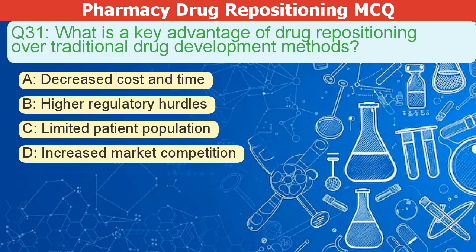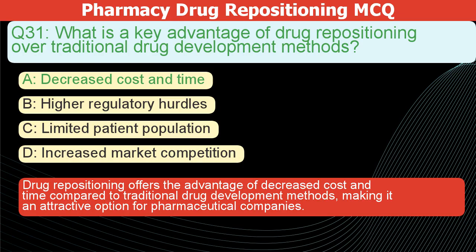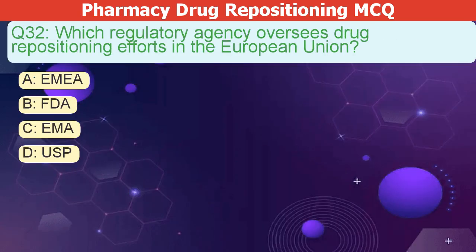What is a key advantage of drug repositioning over traditional drug development methods? A. Decreased cost and time. B. Higher regulatory hurdles. C. Limited patient population. D. Increased market competition. The correct answer is A. Drug repositioning offers the advantage of decreased cost and time compared to traditional drug development methods, making it an attractive option for pharmaceutical companies.